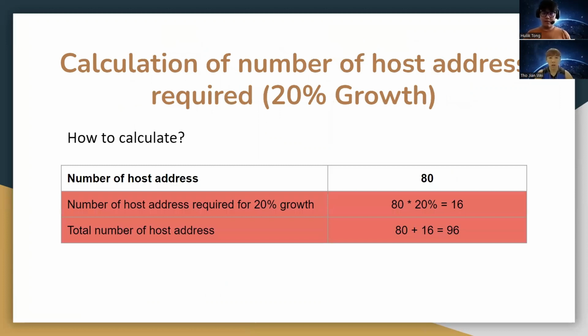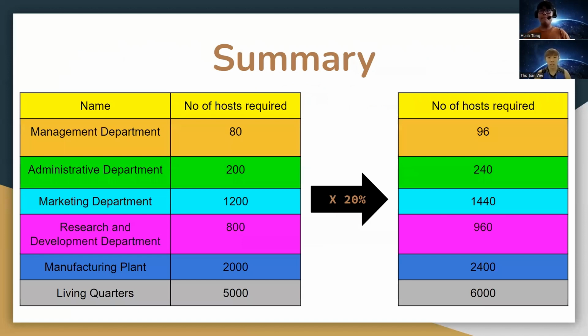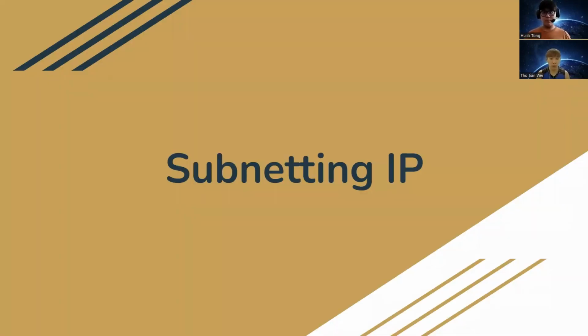Okay, the calculation. In the table below is the number of host addresses required. Now I will show how to calculate the number of host addresses required after 20% growth. For example, the number of host addresses is 80. 20% growth is 80 times 20% equals 16, and the total number of host addresses is 80 plus 16 equals 96. Here is the summary of the host addresses required after 20% growth. Now I'll pass to my teammate Tong to explain the subnetting IP.